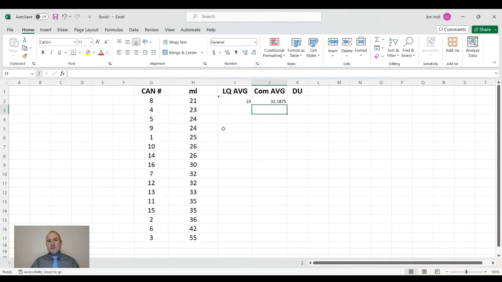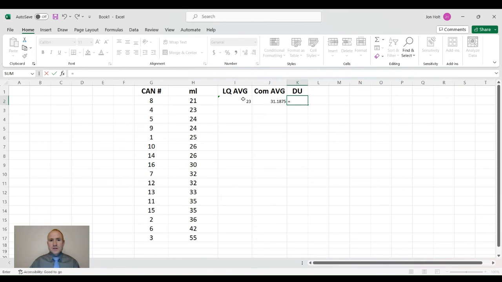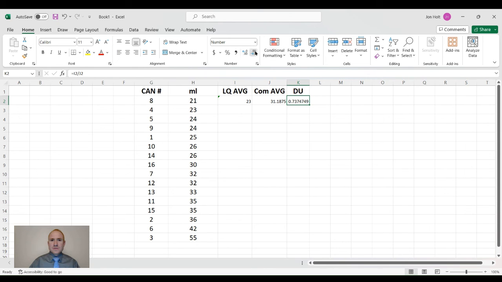Now the final step is to do some division. So first of all, we're going to go equals, and we're going to go 23. So that was the average of our lowest 25% of the samples. We're going to go that divided by the total average. And let's take away some of those decimal points. So it's 0.74. So not fantastic distribution uniformity, but that's how you go about calculating it.